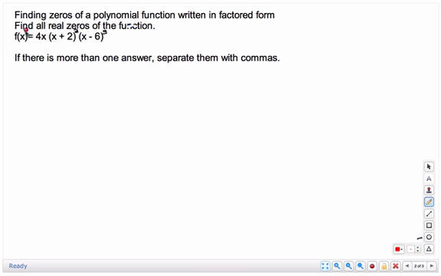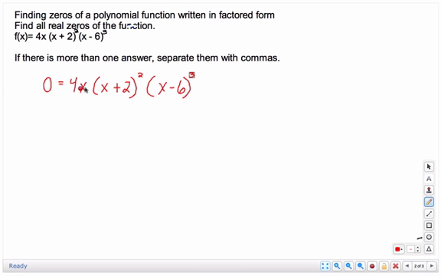So for this problem, it says to find all the real zeros of the function f of x equals 4x times the quantity x plus 2 squared times the quantity x minus 6 to the third power. So we're going to replace this f of x with 0. Now we're going to use the zero product property. You've used this several times before in the past, and you're going to continue to use this property.